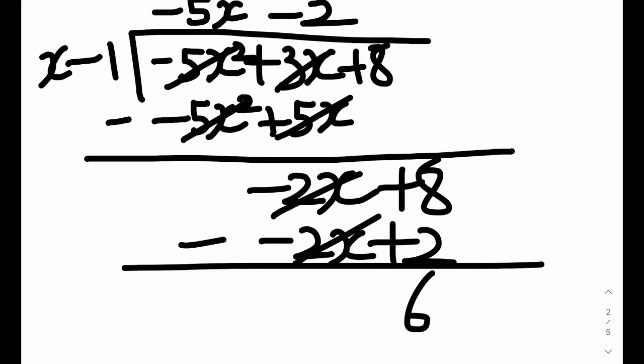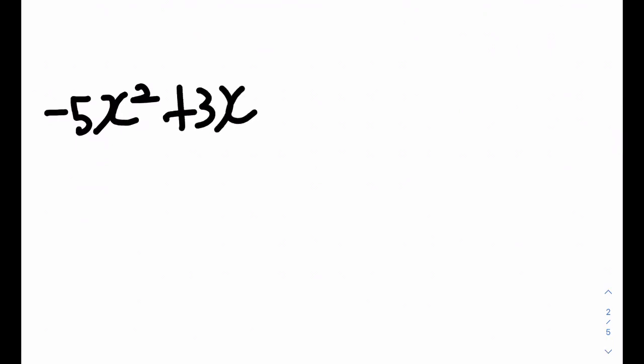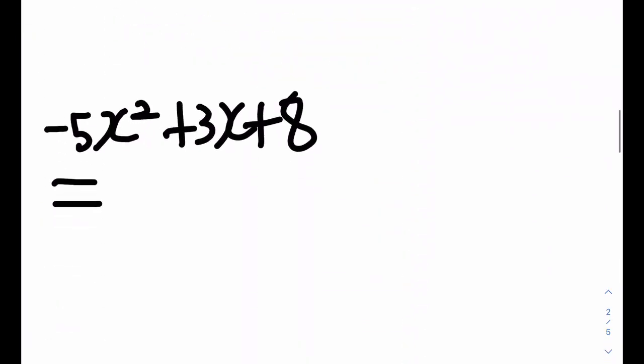Guys, now I'm going to show you how to write this in equation form. In the above question, we divided negative 5x squared plus 3x plus 8. Okay, this is what we divided. Now we're going to put an equal sign here, and then we're going to write what we divided with. That would be x minus 1, because we divided the above expression by x minus 1.